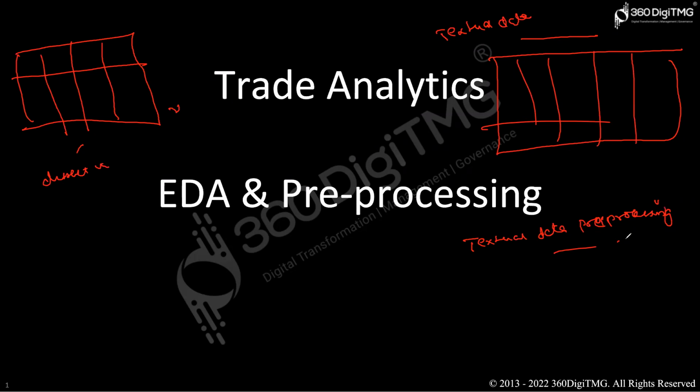So the pre-processing can be done for two different things. One is the tabular format. In tabular format, you can do the typecasting method. Typecasting is nothing but converting one data type into another data type. We will look at it tomorrow. That's called typecasting.